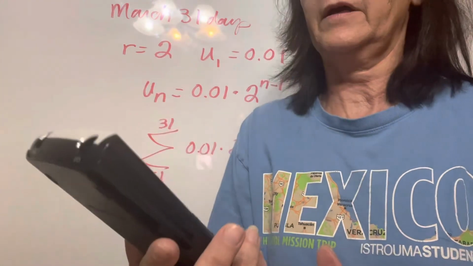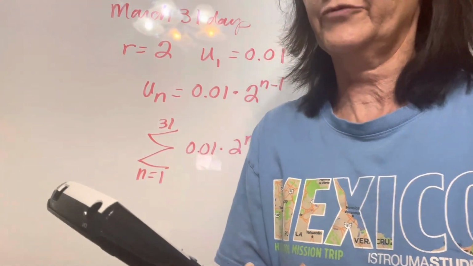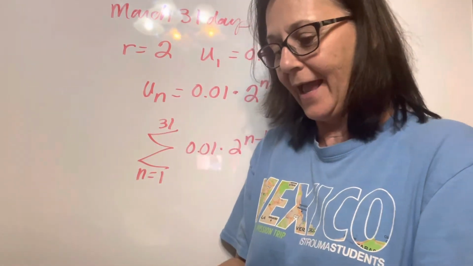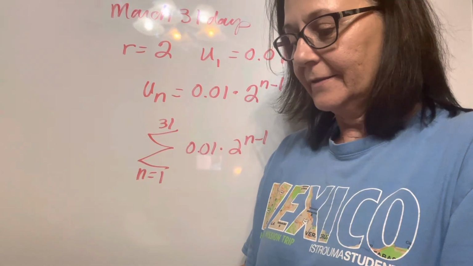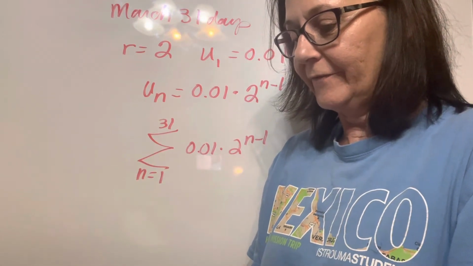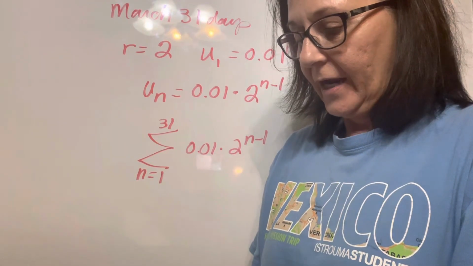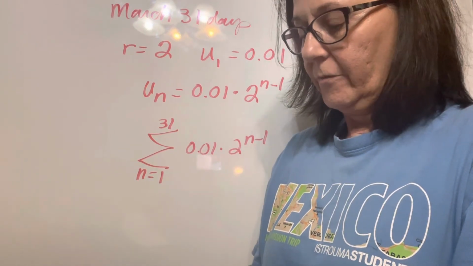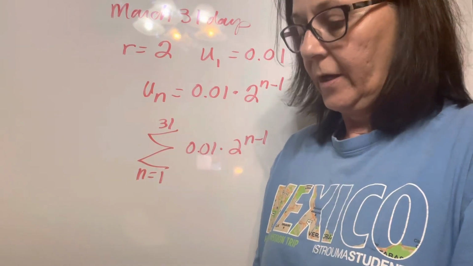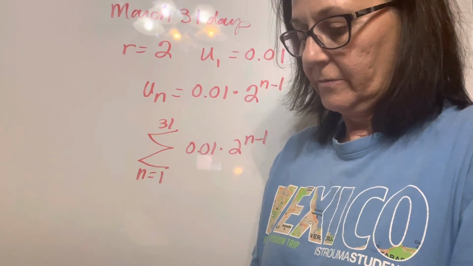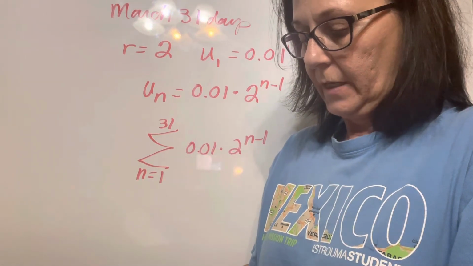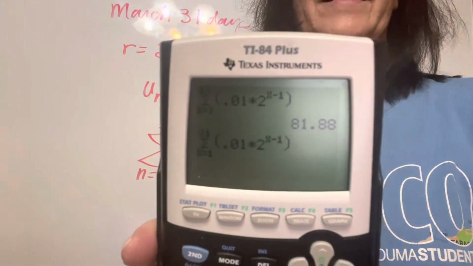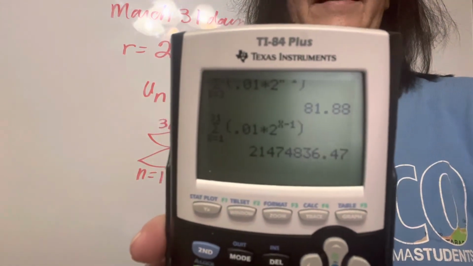Oh, that's not right. I went from 3 to 13, not 1 to 31. Okay, let's try that again. I'm going to put it in without facing you. n is 1 to 31, 0.01 times 2 raised to the n minus 1. Now you can see I've got it in there right. Hit enter, and that's your answer.